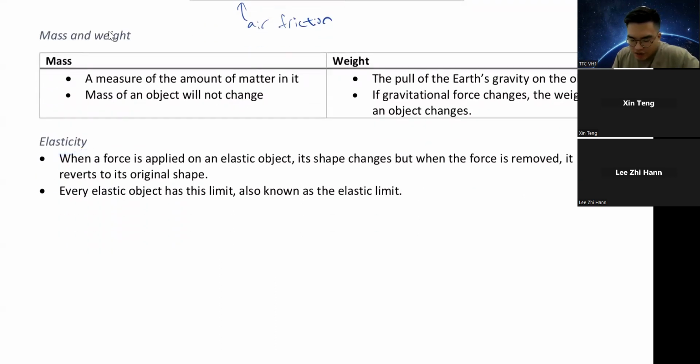Okay, elasticity. When a force is applied on an elastic object, it changes shape, but once the force is removed, it reverts to its original shape. Rubber band or spring. Okay, let's just use spring. You pull a spring, it will bounce back. Every elastic object has this limit known as the elastic limit. As long as you don't go over the limit, they won't break. Okay, if you go over a spring's limit, they will be permanently deformed. Right, permanently they will change their shape. It's like you pull a spring too hard, and then when you let it go, they don't bounce back anymore. They just turn into this weird looking spring, because you exceeded the elastic limit.